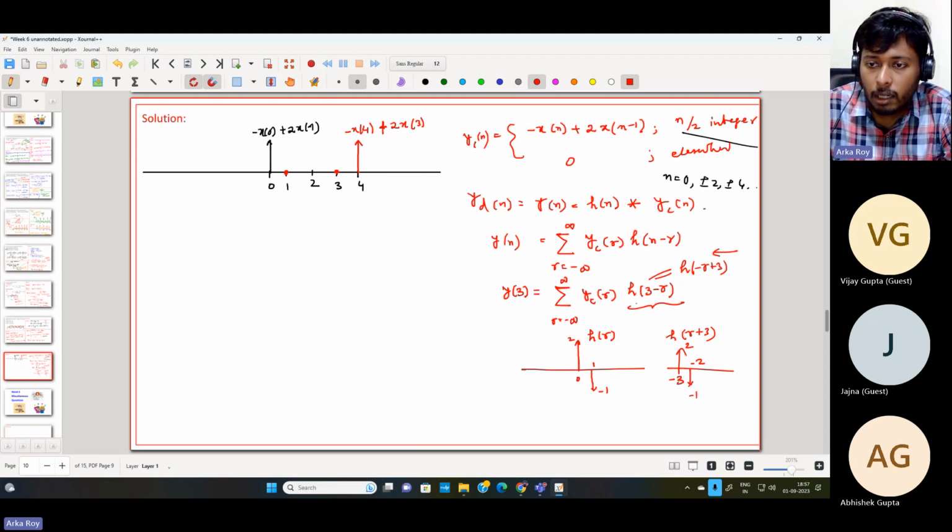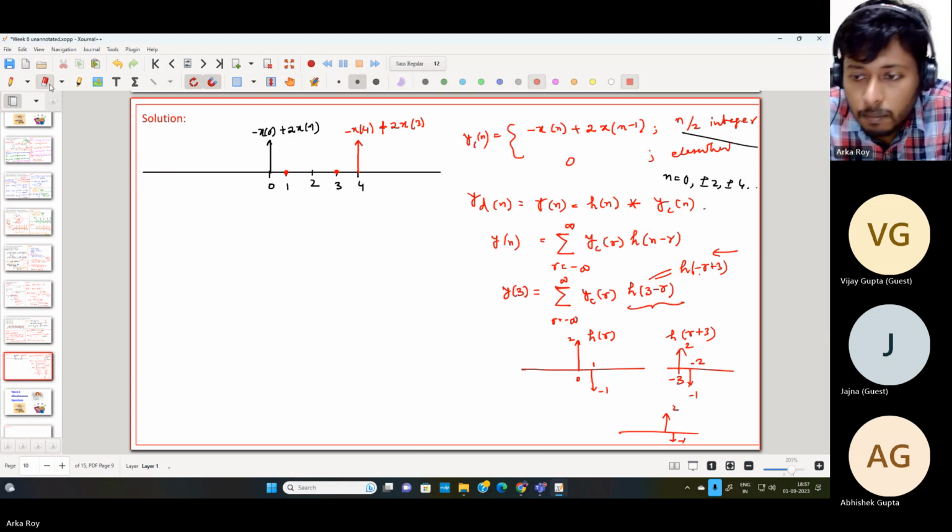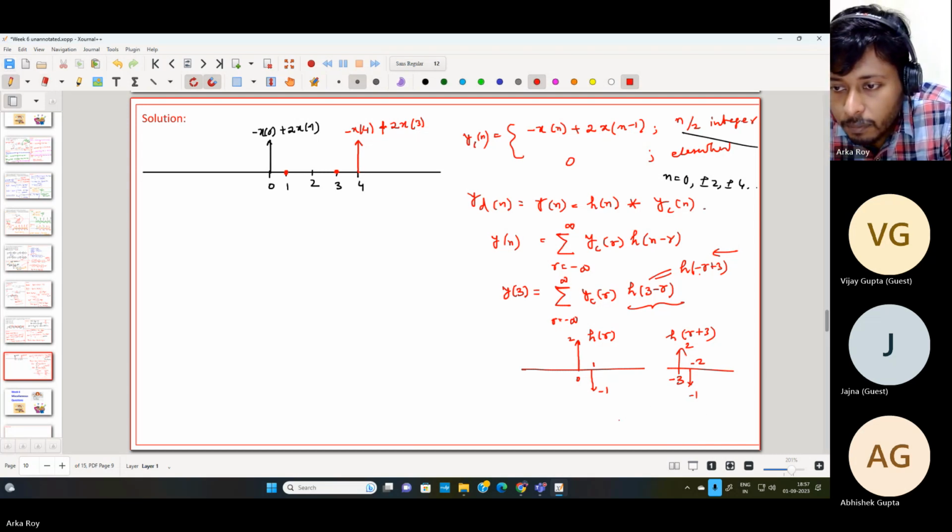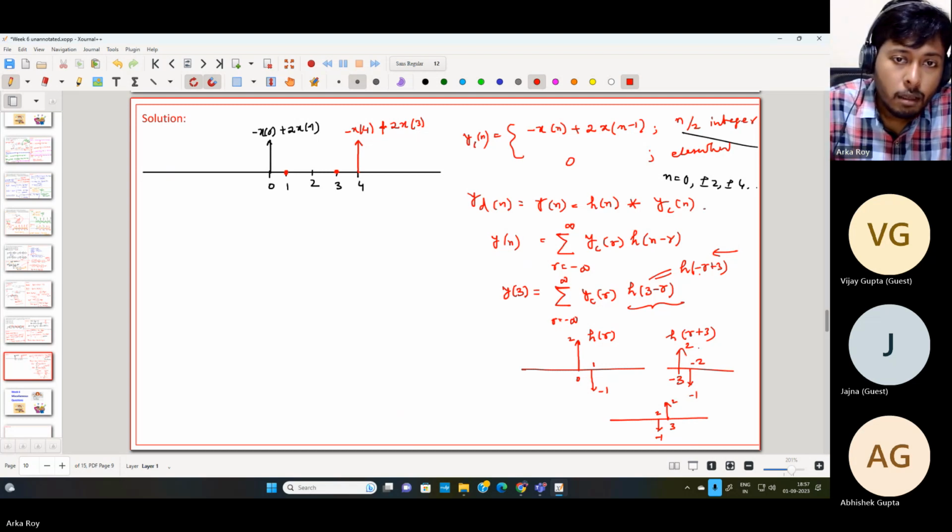And then we have a time reversal operation. The time reversal operation will effectively give you 2 and minus 1. So this will be minus 1 at the second location, and at the third location, the value is 2. Thereby, here also I will get some value.